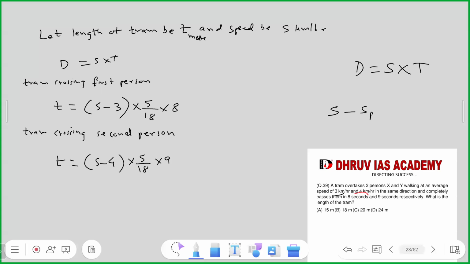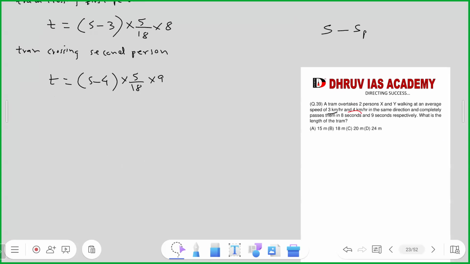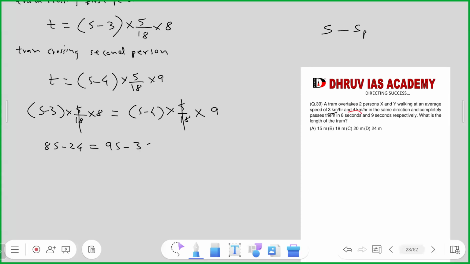Since both are the length of the same tram, we can just equate the right hand sides. So s minus 3 into 5 by 18 into 8 is equal to s minus 4 into 5 by 18 into 9. The 5 by 18 cancels out. So 8s minus 24 is equal to 9s minus 36, so s is equal to 12. We get the speed of the tram as 12 kilometer per hour.